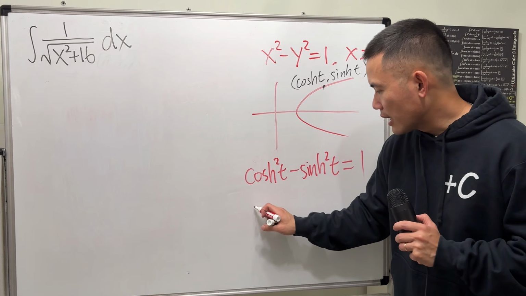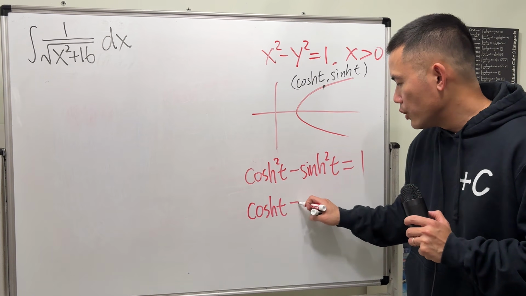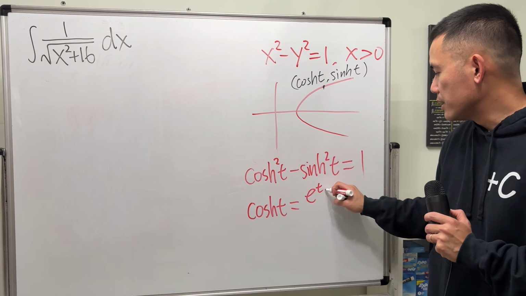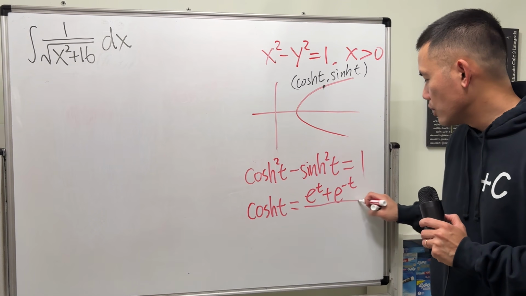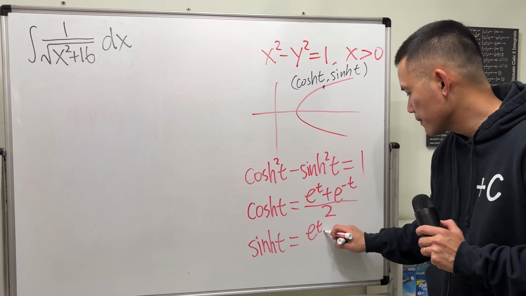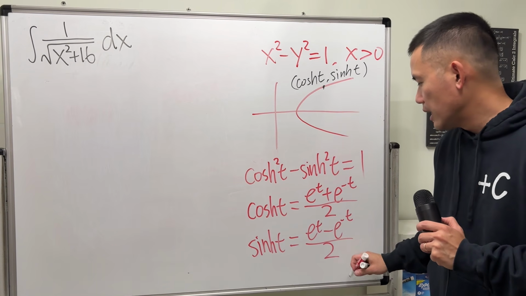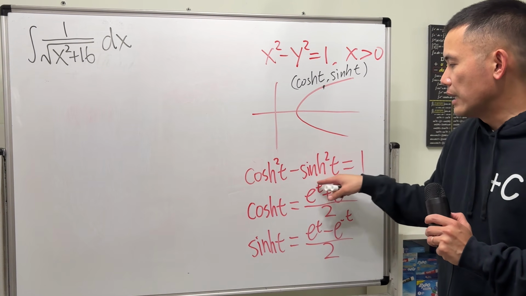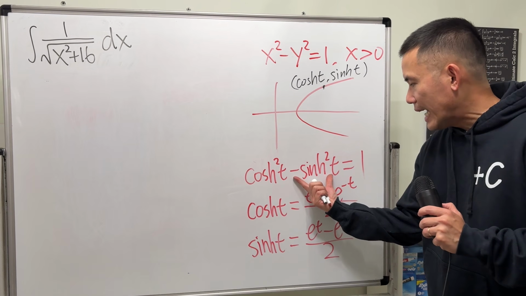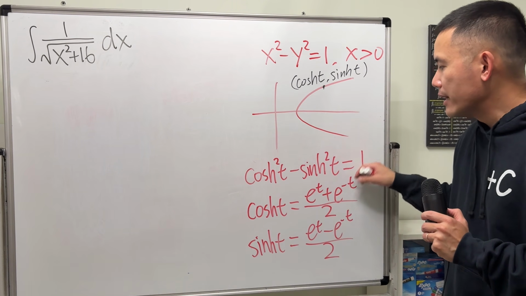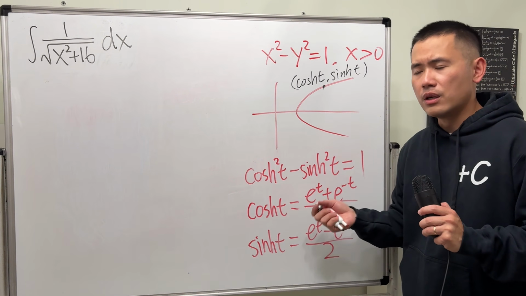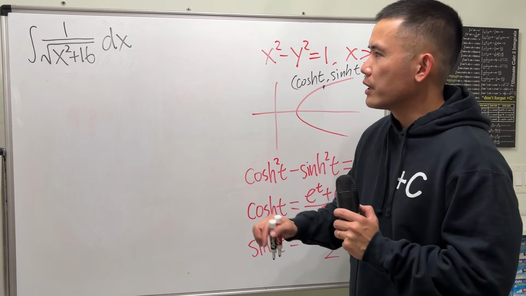I also want to remind you guys that if you have cosh t, you can use its exponential definition. This is equal to e to the t plus e to the negative t over 2. And sinh of t is just minus in between. Of course, you can use this and that to verify it actually works. Now have a look. If I add this to both sides, then we see 1 plus sinh squared t will give me cosh squared t, right? It's just like completing a square. Two terms becomes 1.